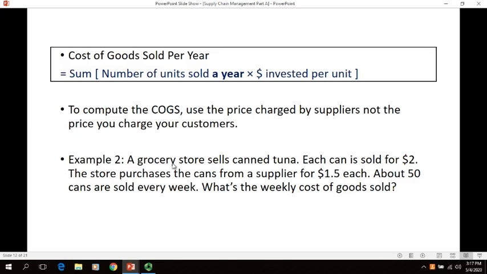So for example, a grocery store sells canned tuna, and each can is sold for $2. That's the selling price for your customers. And the store purchases the cans from a supplier for $1.50 each. So this is the wholesale price, right? About 50 cans are sold every week. What's the weekly cost of goods sold? How many cans are sold every week? 50. And times how much do you spend to get them from your supplier? 1.5, right? So the answer is 50 times 1.5, about 75.